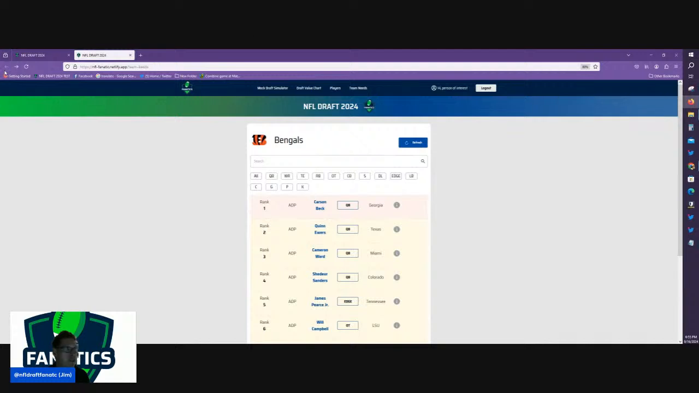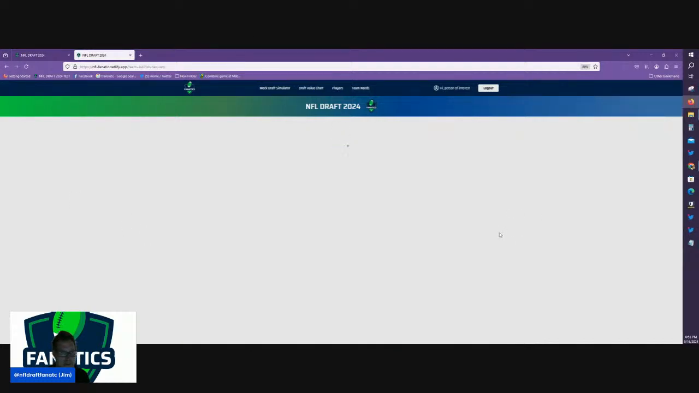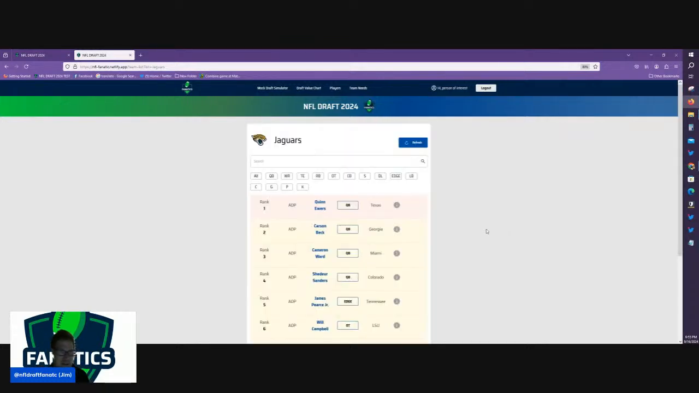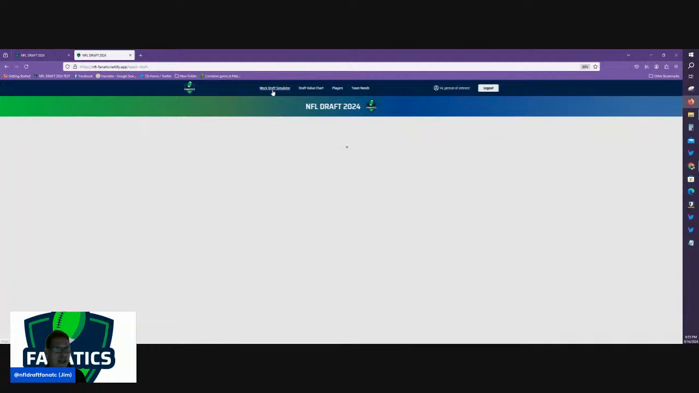And if we go back and we look at Jacksonville, Jacksonville should see something really similar. I think Ewers is higher because somebody has been probably playing with it, and they like Ewers more than Beck or Ward. Okay, but just observe. There's 4 quarterbacks sitting right at the top of the Jacksonville player board. So what does that mean?